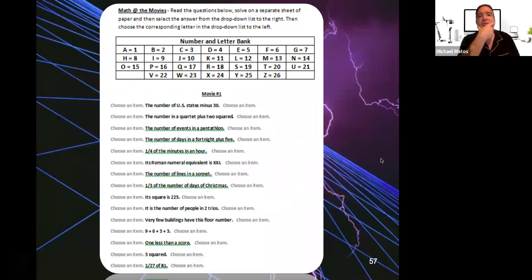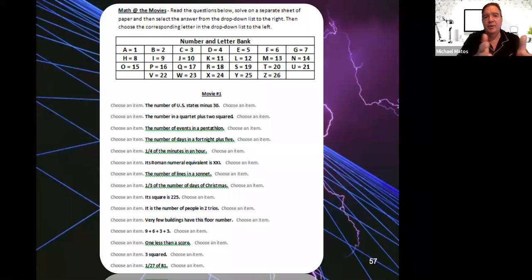Another thing that I use quite a bit is, as I did with the activity we did, relating 1 through 26 to A to Z. What I've done is created my own bank of words that if you work the words around, they actually go into a number. So for example, in this phrase, in the first one, the US states minus 30, right? So I may go back and figure out what that is and look it up, and it's 20, right? And then I go back to my chart and I find that that is a T.